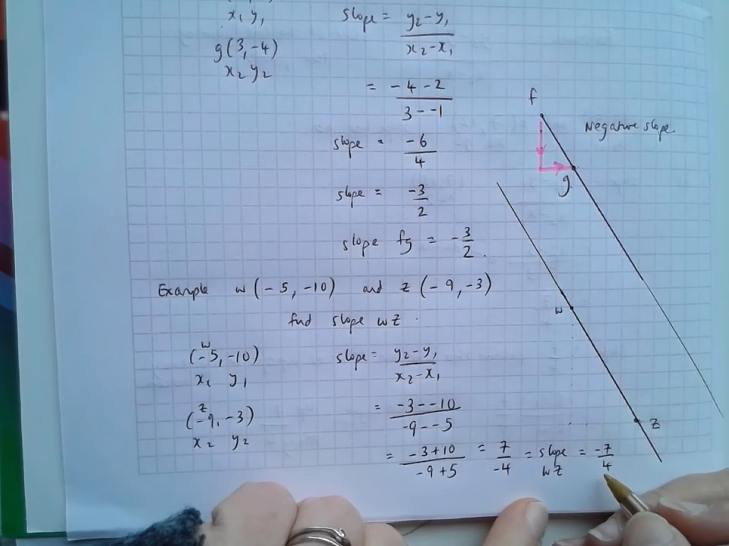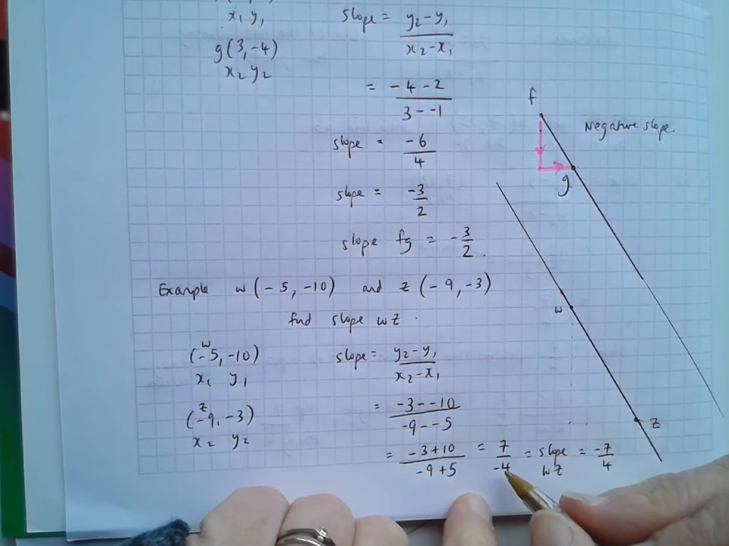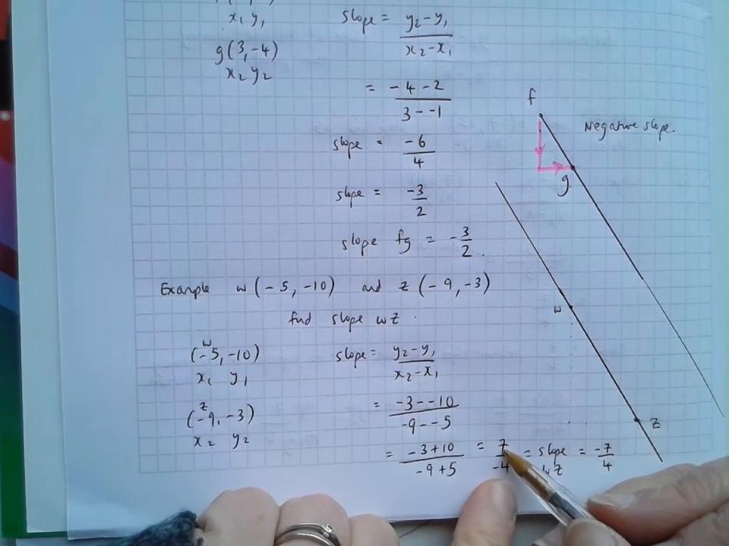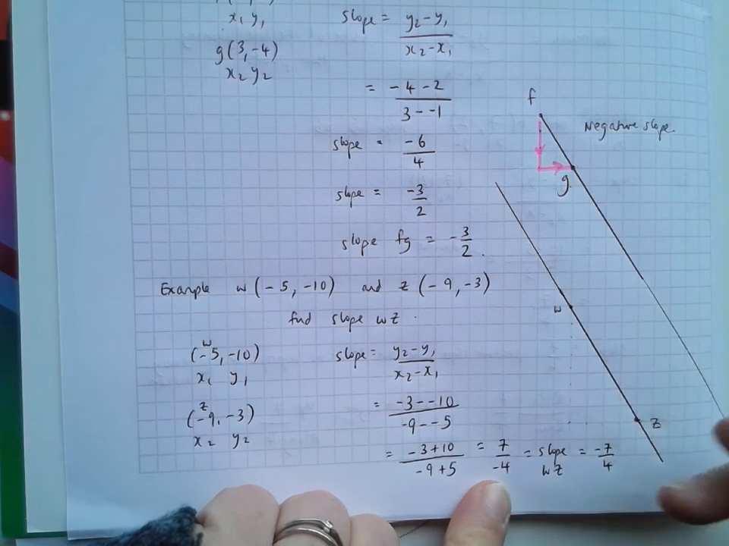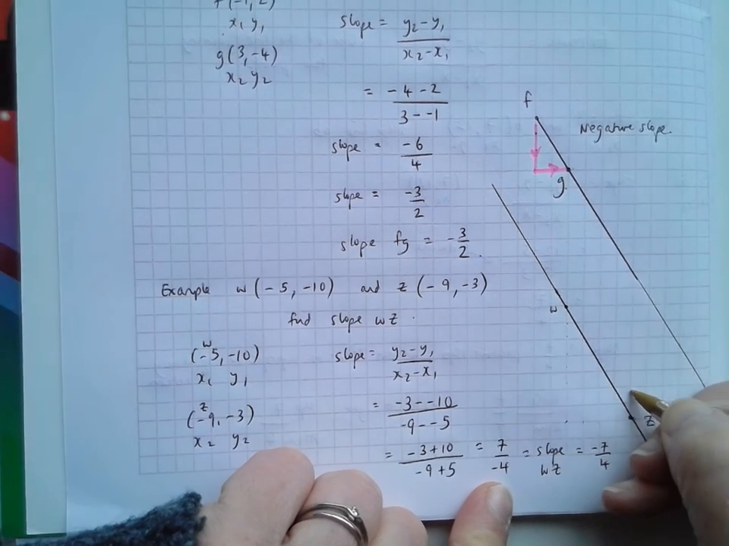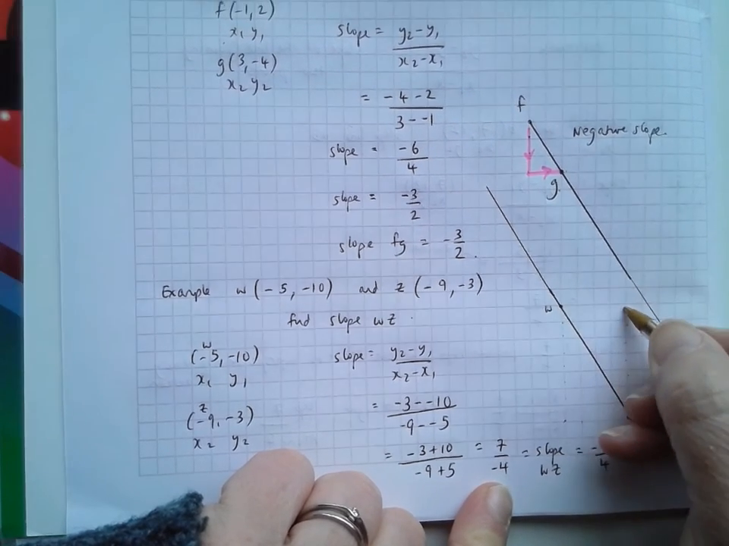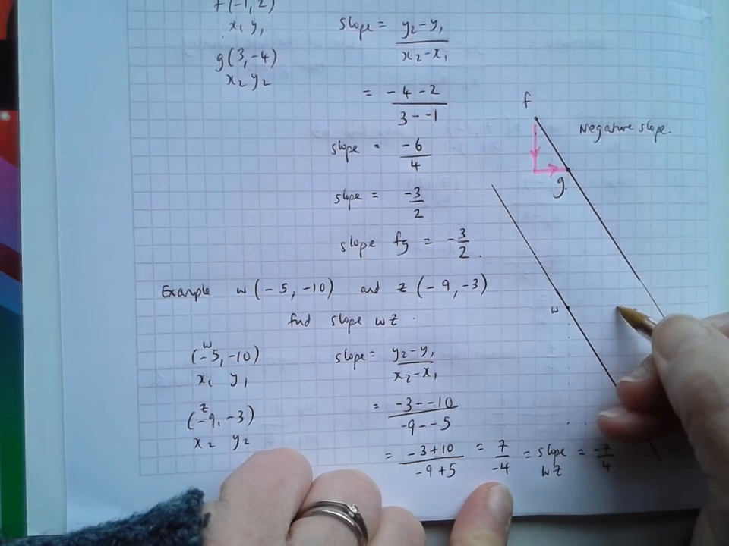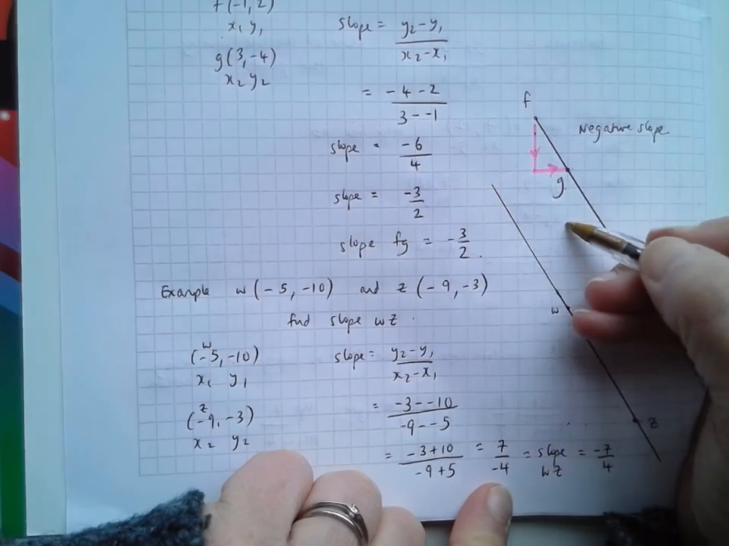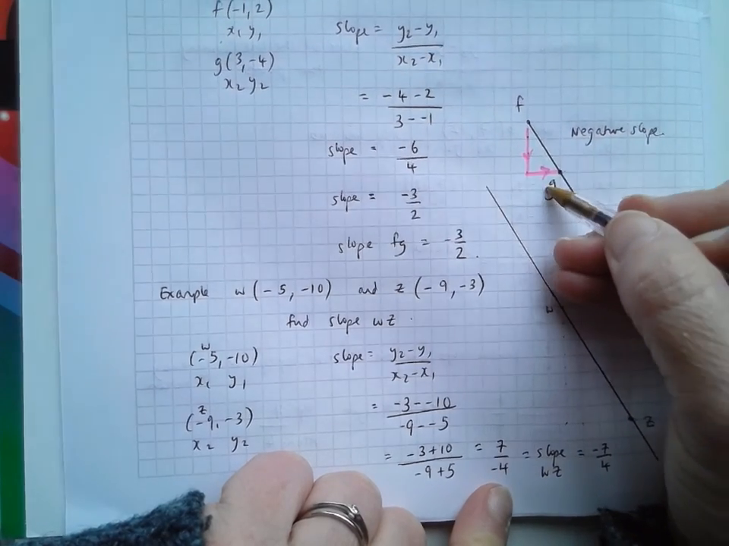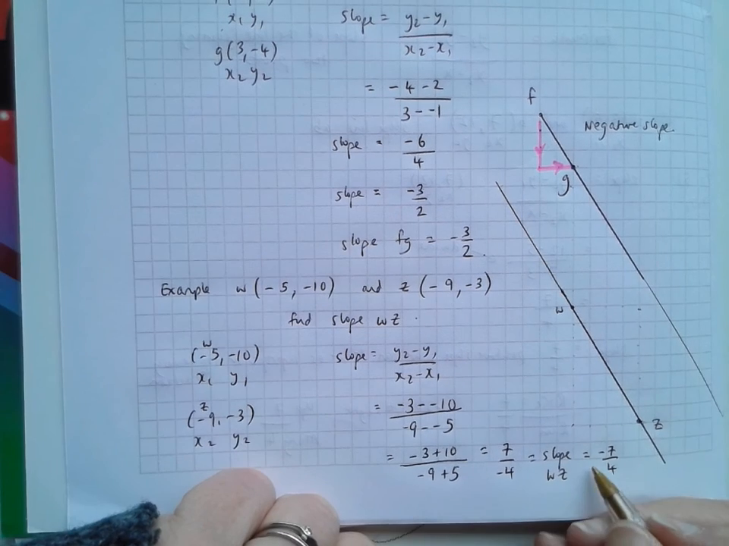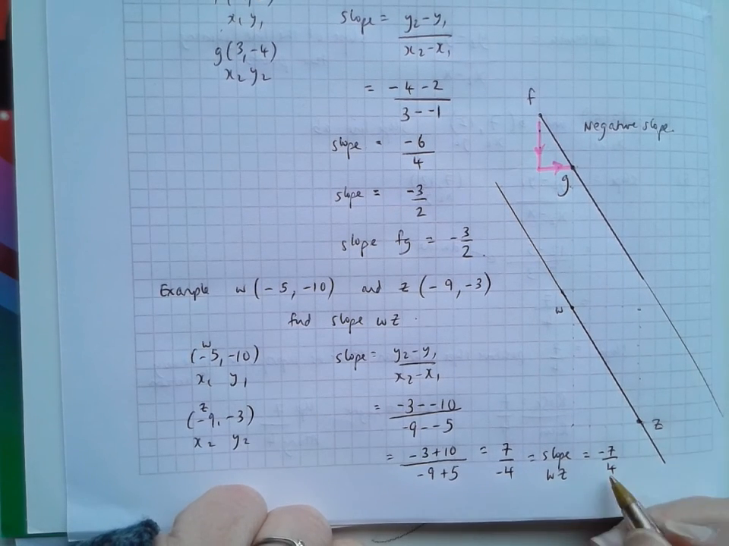Now, I said minus 7 over 4 was an easier slope to draw than 7 over minus 4. To draw a slope of 7 over minus 4, we would probably have to start at Z and go from right to left. So 1, 2, 3, 4, 5, 6, 7, and minus 4 along, 1, 2, 3, 4. Or 7 up and 4 along. So that's why it's sometimes easier to draw minus 7 over 4 rather than 7 over minus 4.